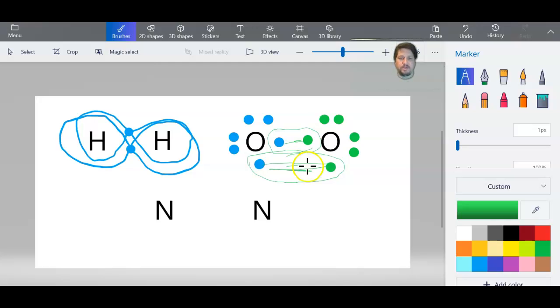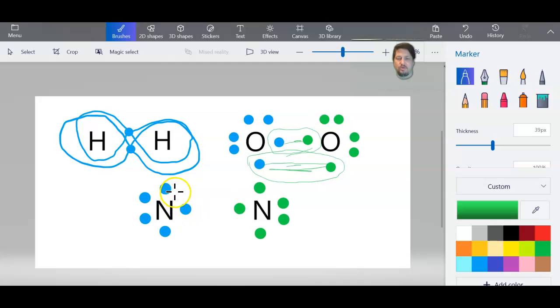Finally, we're going to talk about nitrogen. Nitrogen is in group 15. That means it has 5 valence electrons. So we're going to do a little electron dot diagram here. 2 on that side, 1 above, 1 below. There's 5. Do the same with the other nitrogen.